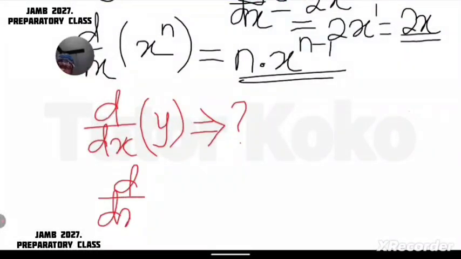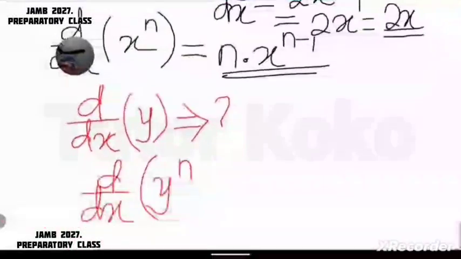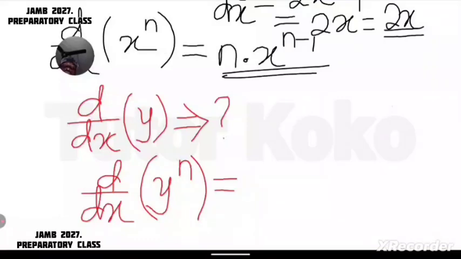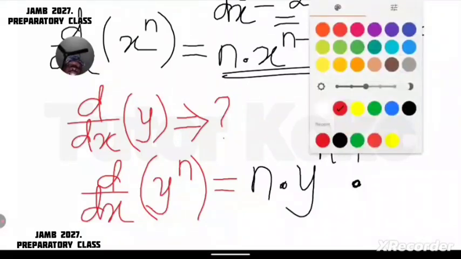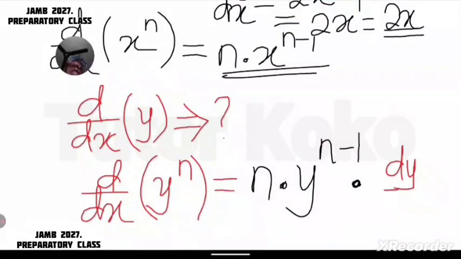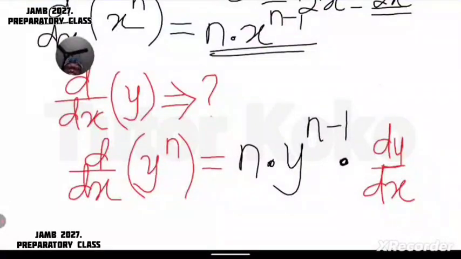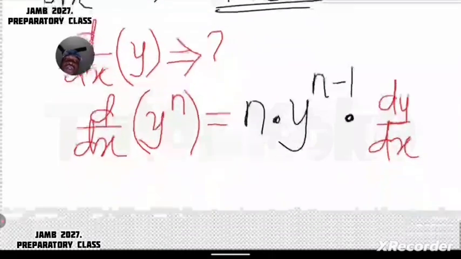If I am to differentiate y to the power of n, now pay attention. What you just need to do is apply your normal general method of differentiation, that is n multiplied by y to the power of n minus 1. Then you multiply it by dy/dx. What I've done is I've used the chain rule. So I differentiate this normally. Then what is inside this function? y. Then that y will now be what? dy/dx. And that's all you need to do.